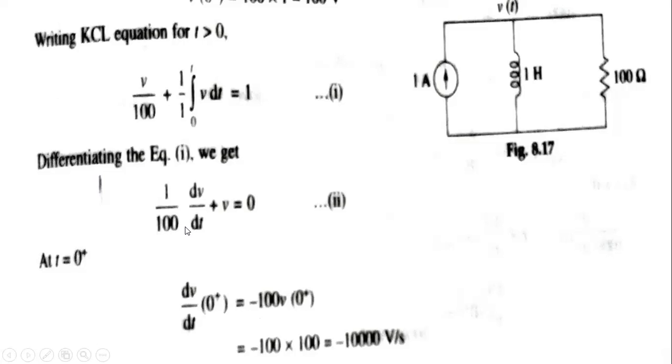How we got this: on the left-hand side it is there, but it will go to the right-hand side, so it will become 100, and this v will be combined. So this is 100 into v of 0 plus. What is my v of 0 plus? Already we have calculated in the previous slide. V of 0 plus is nothing but 100 again. This 100 and this 100 will become 10,000 volt per second. So dv by dt at 0 plus is minus 10,000 volt per second.